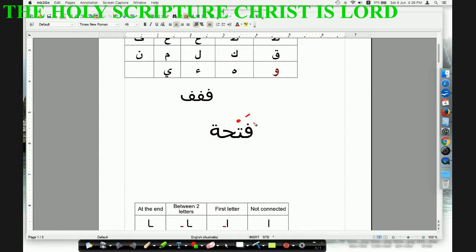So fa has a fatha, I say fa. The ta here has a sukoon, I say fat. Then the ha has a fatha, I say fatha. The ta here, I don't say ti, I don't say tu, I say fat. Obviously there's a sukoon. So sukoon simply, let me type it for you in English.